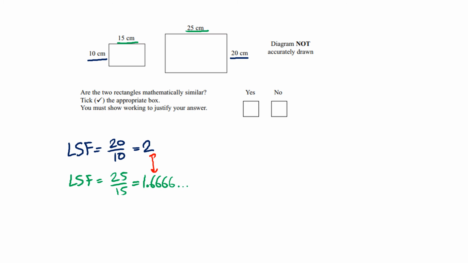So our working has been basically shown at this stage, and we could just tick no, but let's put an explanation on there as well and say that the lengths are not multiplied by the same amount.